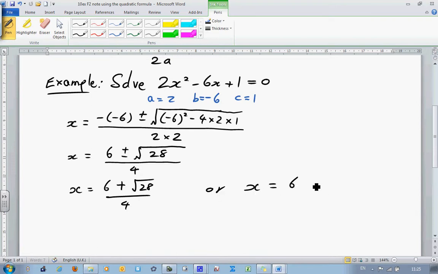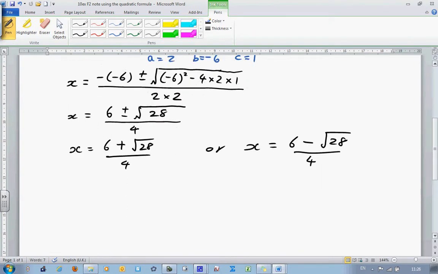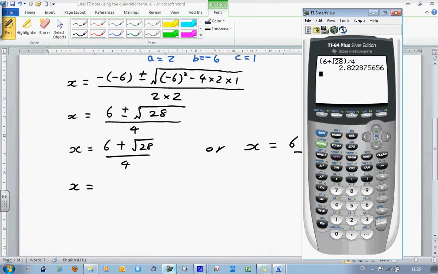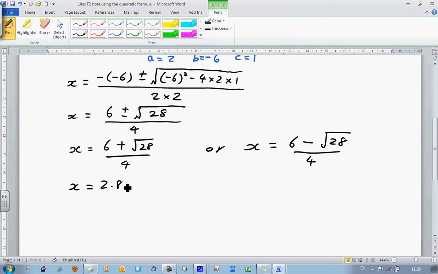Okay, and at this stage, we don't know what the square root of 28 is, so that's why we'd have to use our calculator. And then we'd need to write down 6 plus the square root of 28 all over 4, which I've done already, is 2.8228 and so on. Let's do 3 significant figures. So x is 2.82 to 3 significant figures.